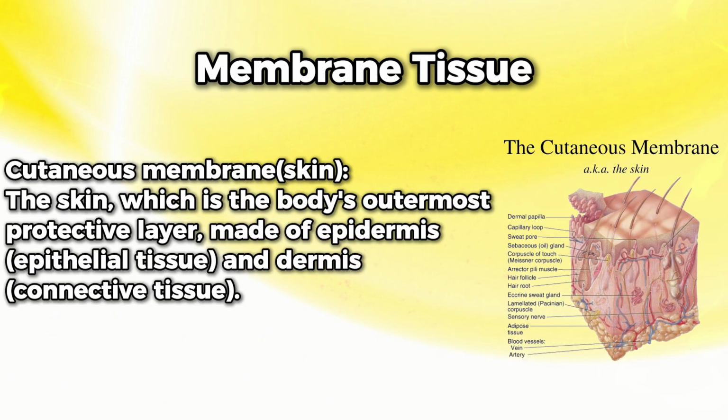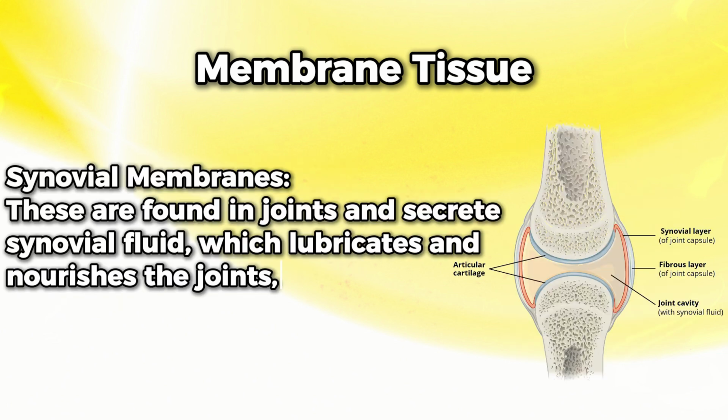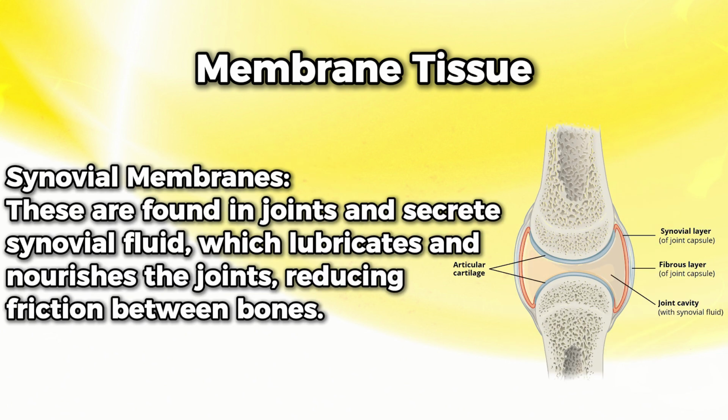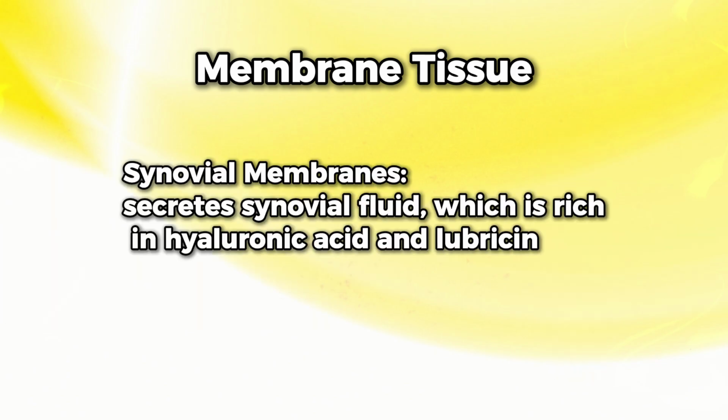Cutaneous membrane, skin. The skin, which is the body's outermost protective layer, is made of the epidermis, epithelial tissue, and the dermis, connective tissue. Synovial membranes. These are found in joints and secrete synovial fluid, which lubricates and nourishes the joints, reducing friction between bones. Function: synovial fluid production.